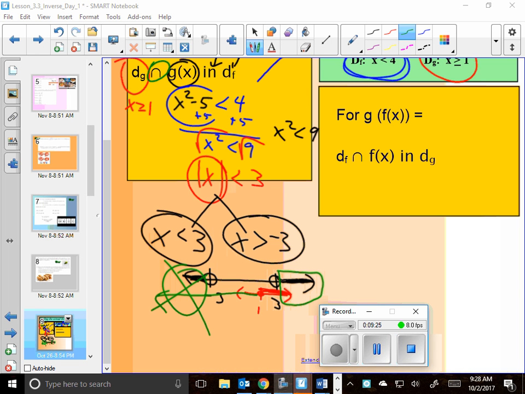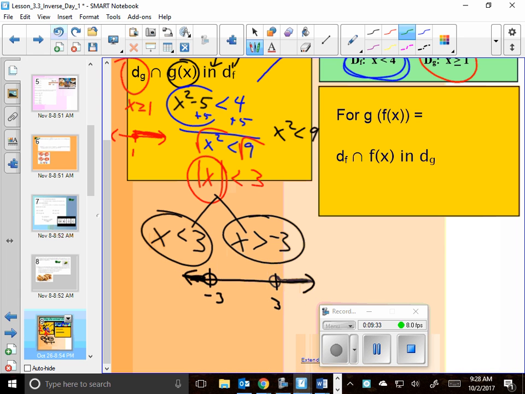Oh, did I have this backwards? Crap. X is less. Yes, I screwed up my black graph. I'm going to fix that. Sorry. Right there, I screwed up. Negative 3, positive 3. I was good so far, but I assumed that it would be on the outside. Sorry. X is less than 3 means this way. X is bigger than negative 3 means that way.